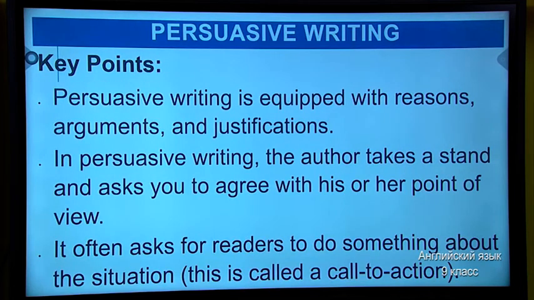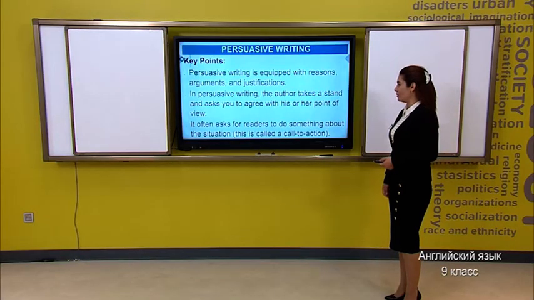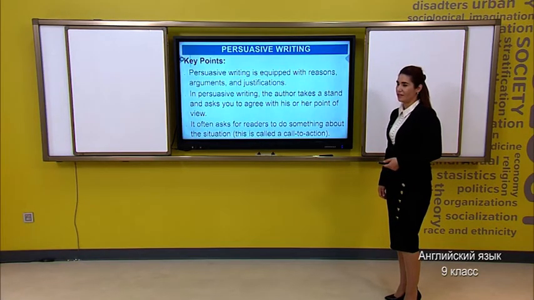So, I want to take one of them, writing, and explain in detail. Here is persuasive writing. These are the key points I want to explain. Persuasive writing is equipped with reasons, arguments, and justifications. In persuasive writing, the author takes a stand and asks you to agree with his or her point of view. It often asks the reader to do something about the situation. This is called a call to action.